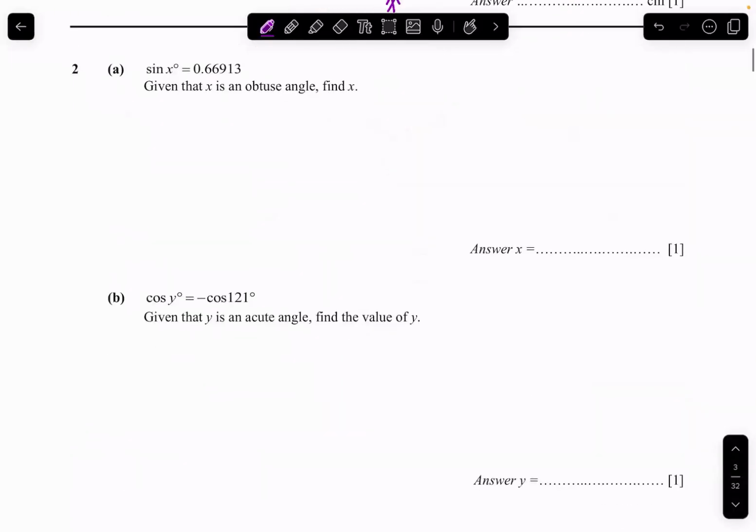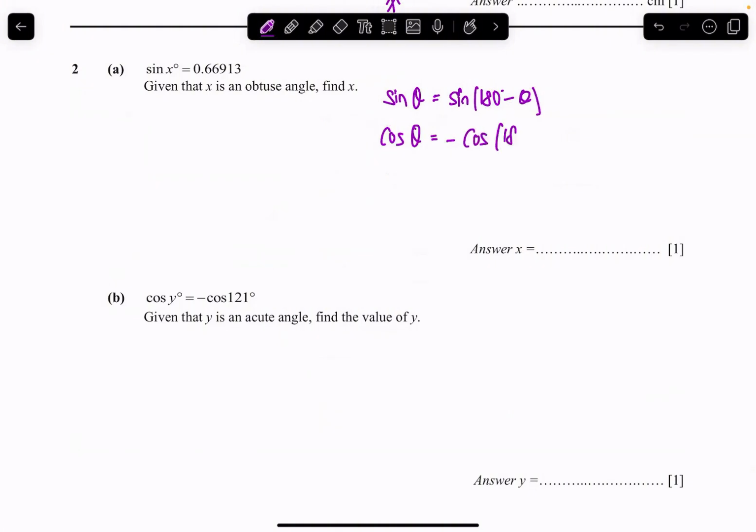Okay, question 2. Sin x equals 0.66913. Given that x is an obtuse angle, find x. Right? So this sort of question, question 2, is about the obtuse angle formula, whereby we have sin theta equals sin of 180 minus theta. Usually the part 2 will be about cosine. Cosine theta equals negative cosine of 180 minus theta.